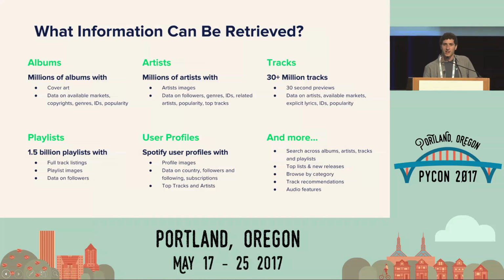What kind of information can you get from it? You can get albums, artists. If you're curious about tracks, you can search them, see information on them, and user profiles, playlists. You can get all of it through the API, both searching, listing, browsing. Anything that you pretty much see on the Spotify app, you can actually get through the API.